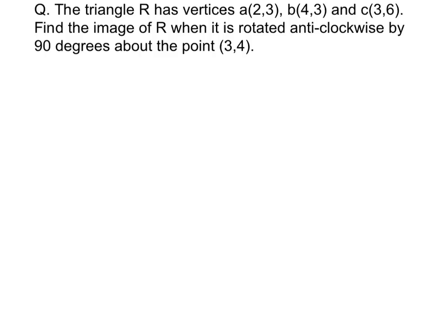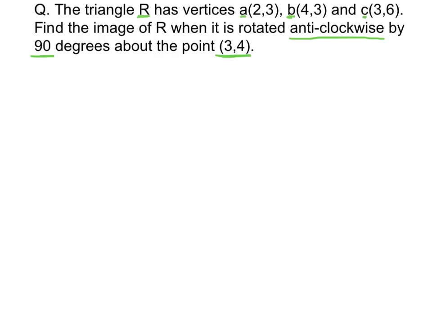Okay, let's look at this question. It says that the triangle R has vertices A, which has coordinates 2, 3, B, which has coordinates 4, 3, and C, which has coordinates 3, 6. So they're the three corners of the triangle, the vertices. It says find the image of R when it is rotated anti-clockwise by 90 degrees about the point 3, 4.